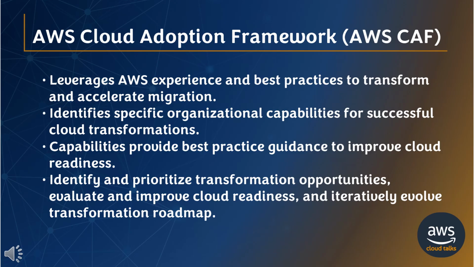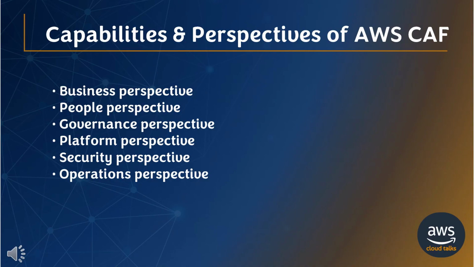AWS CAF groups its capabilities in 6 perspectives: business, people, governance, platform, security, and operations. Each perspective comprises a set of capabilities that functionally related stakeholders own or manage in the cloud transformation journey. Use the AWS CAF to identify and prioritize transformation opportunities, evaluate and improve your cloud readiness, and iteratively evolve your transformation roadmap. Now let's talk about the capabilities and perspectives of AWS Cloud Adoption Framework, AWS CAF.